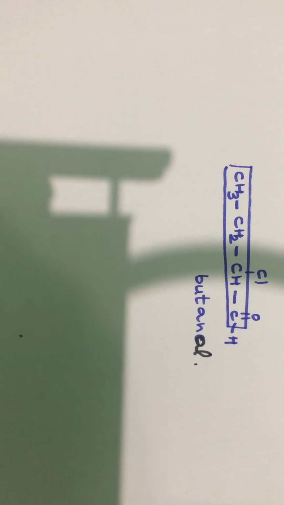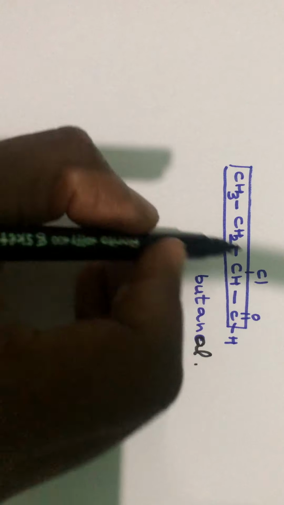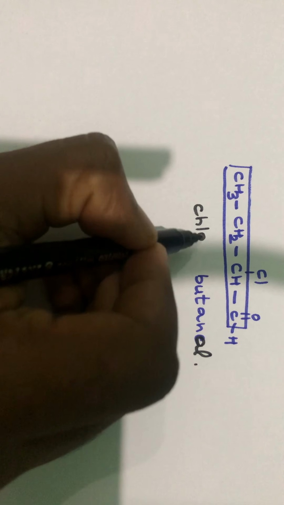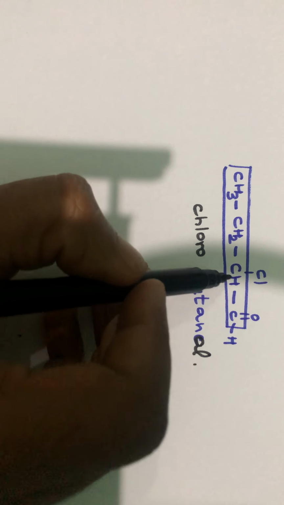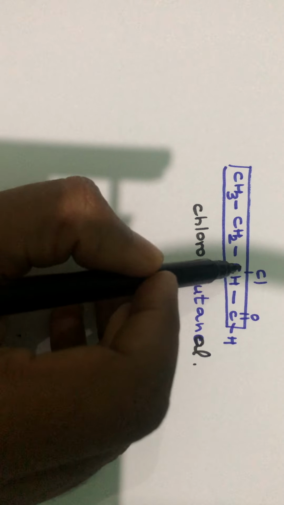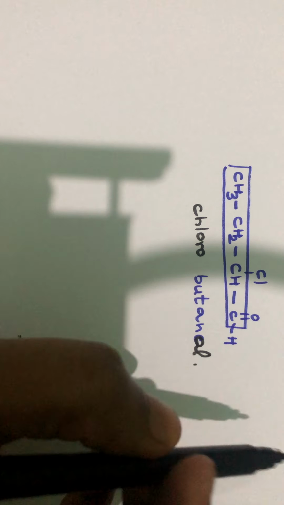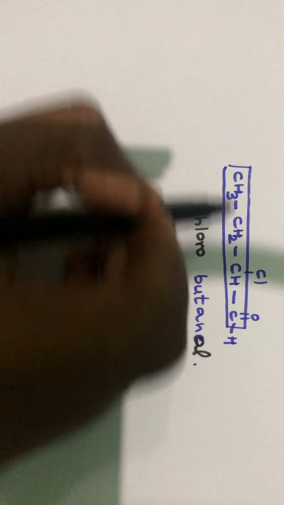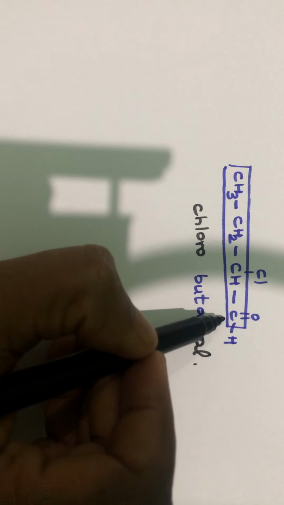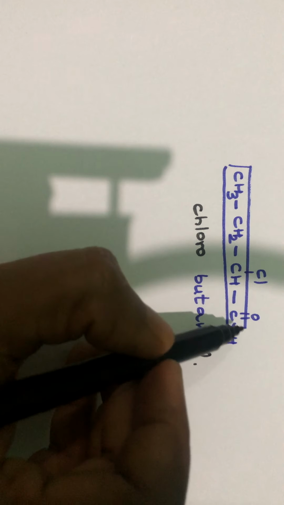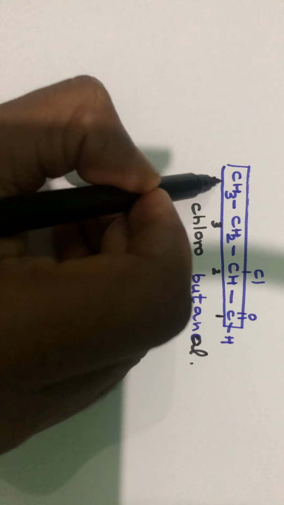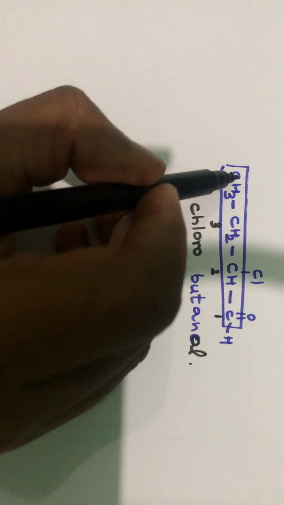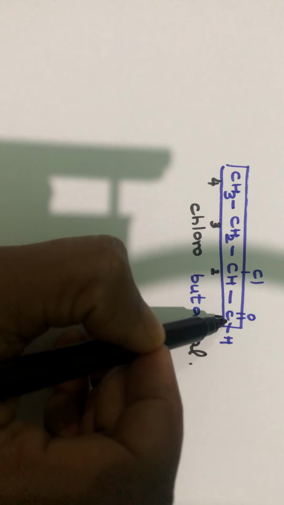"Al" is used. Then there is a substituent, chlorobutanal. The position of the substituent is indicated by using the numbers 1, 2, 3, and so on. So you should number the chain that you have selected. The numbering should be such that the aldehyde carbon gets the least possible number. This is number 1, 2, 3, 4. Why should you number from this side only? Why not from this side? Because the functional group carbon should get the least possible number.